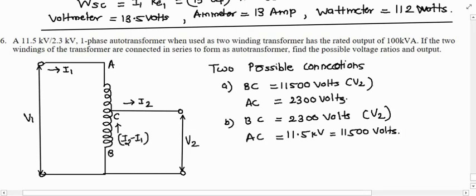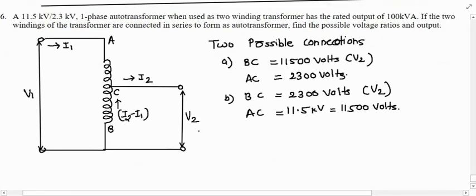The auto transformer, when it is used as a two winding transformer, has a rated output of 100 kVA. If the two windings of the transformer are now connected in series to form the auto transformer, we have to find out the possible voltage ratio and the output of the transformer. So let us start with the first possibility, where my BC equals 11,500 volts.